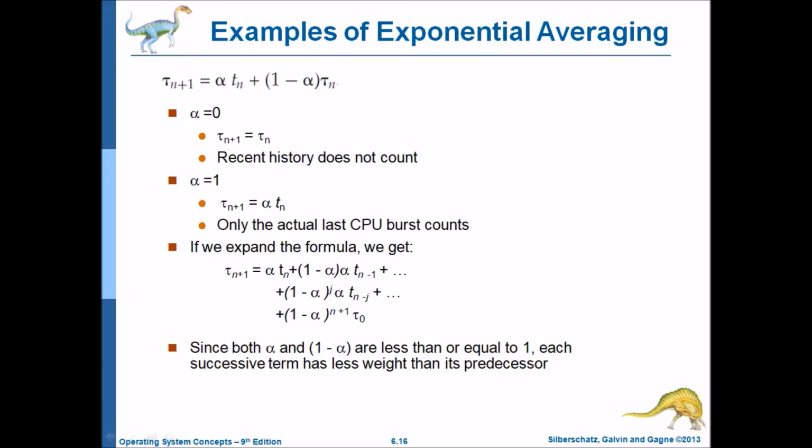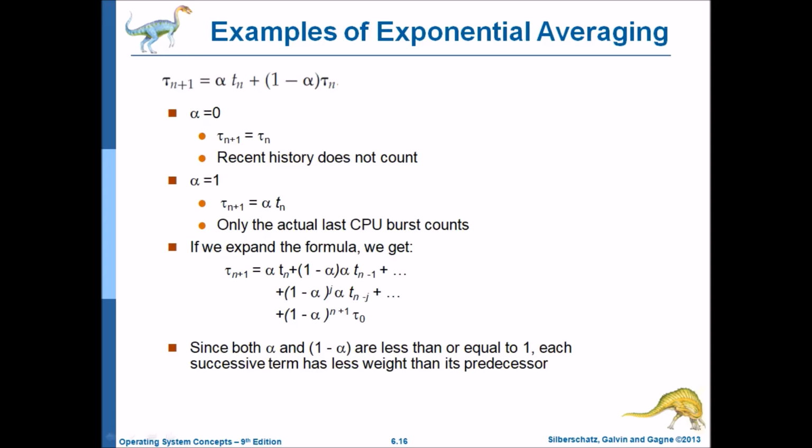Given this, the examples of exponential averaging. If alpha is set to 0, then by this formula we can see that the measured burst times are ignored. So when alpha is 0, t_n is ignored, and we just assume a constant burst time.